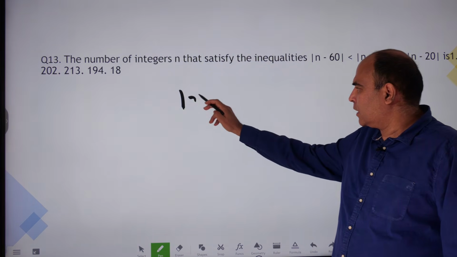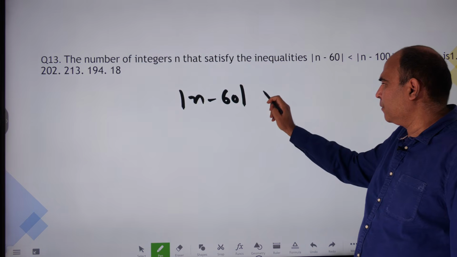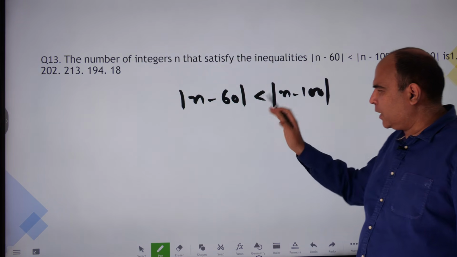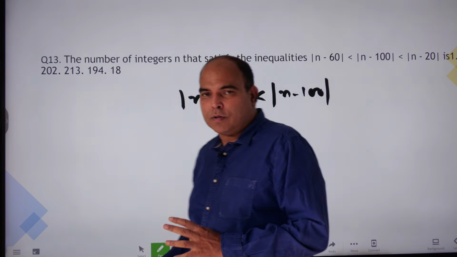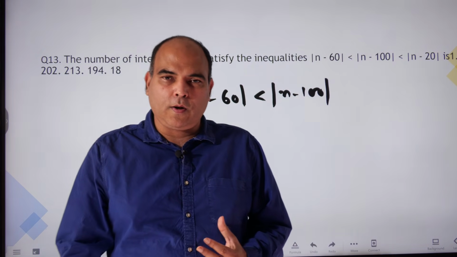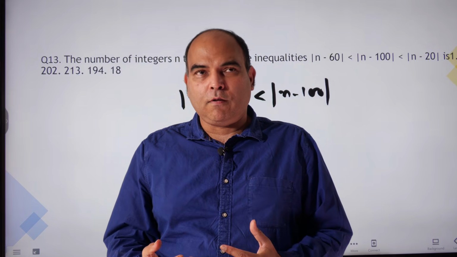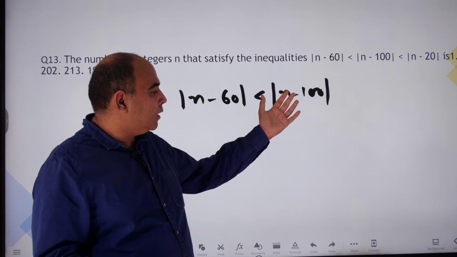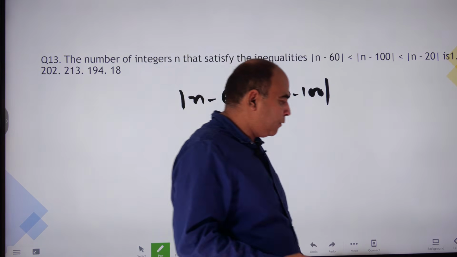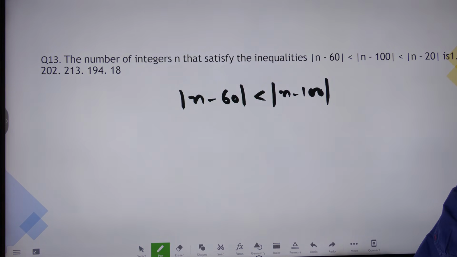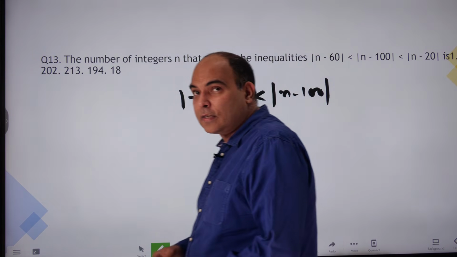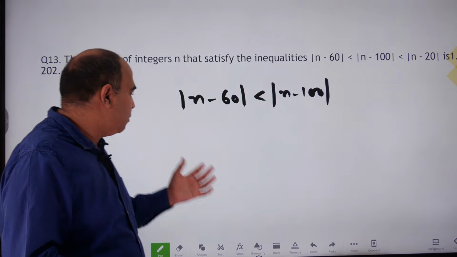So the first thing is, I'm trying to look for values of n where this inequality is satisfied. It's very clear to me that between 60 to 100, the nature of this inequality, the way this inequality will work, will be slightly different from situations when it is less than 60.